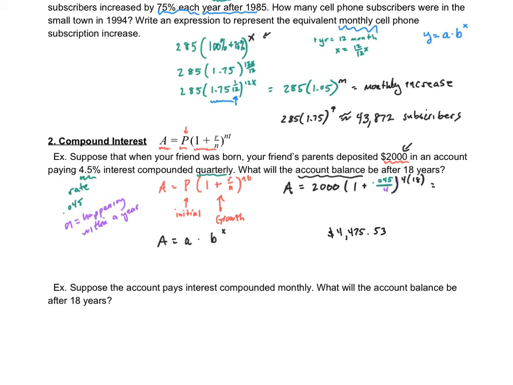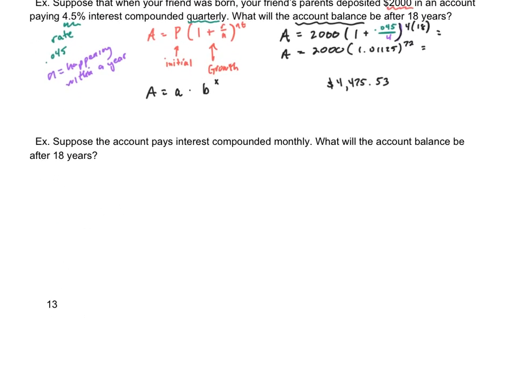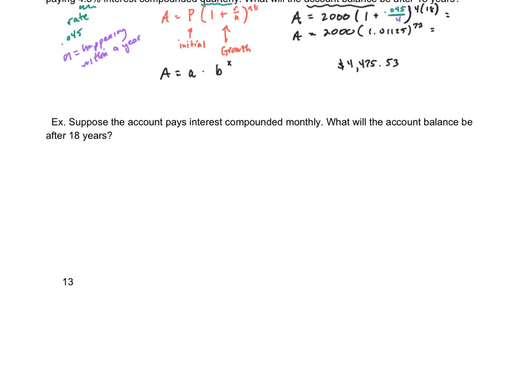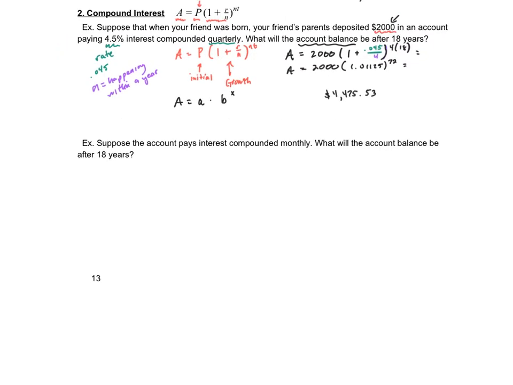And if you needed to verify your information, what I did was I just went ahead and multiplied my rate out and simplified my exponent to where I end up with $4,475.53. Now it says, suppose that the account of interest is compounded monthly. What is the account balance? Well, monthly is going to be what changes here, and that is going to be the value of n. So n, instead of being 4, is going to be 12.